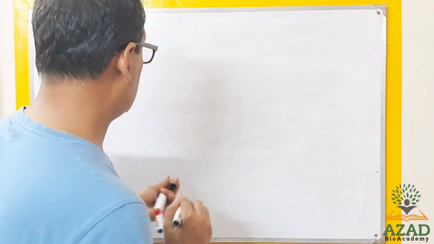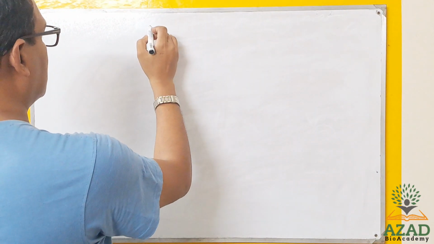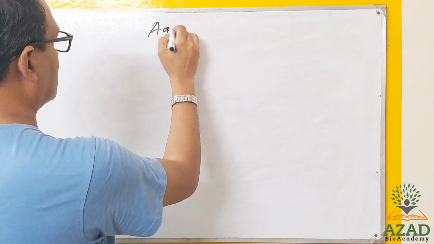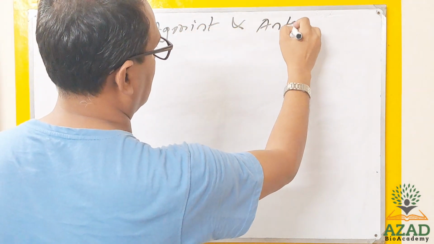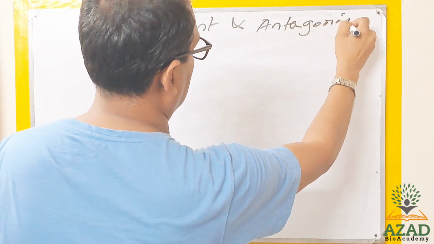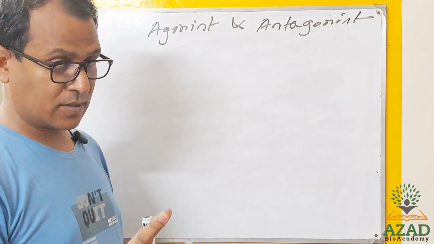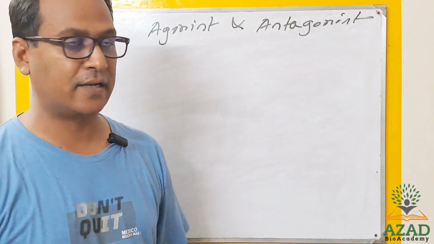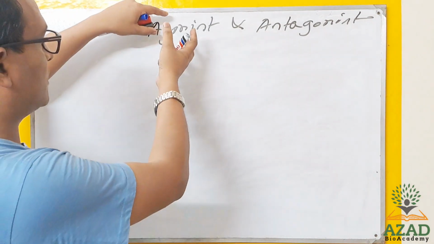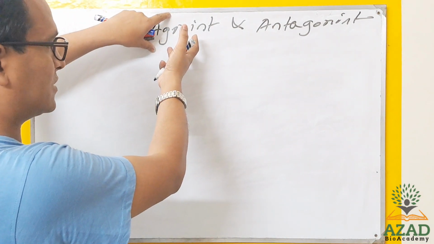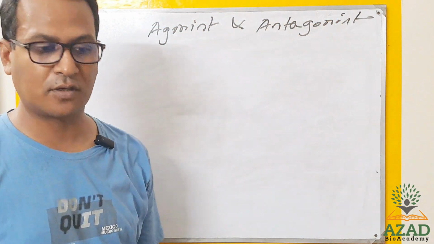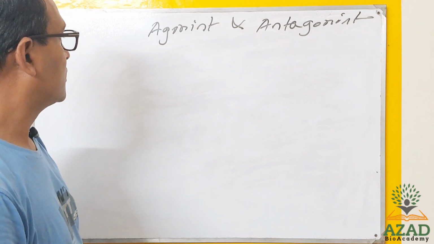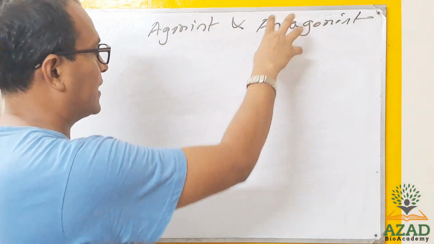Okay, so today I will discuss agonist and antagonist. In my first lecture, I will cover agonist and antagonist. Then I will explain the types of agonist in the second lecture, and in the third lecture, the different types of antagonist. Okay, so agonist and antagonist.